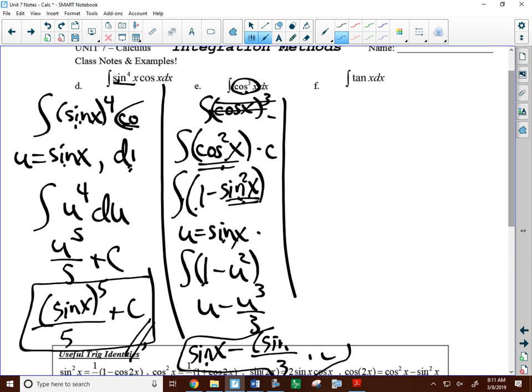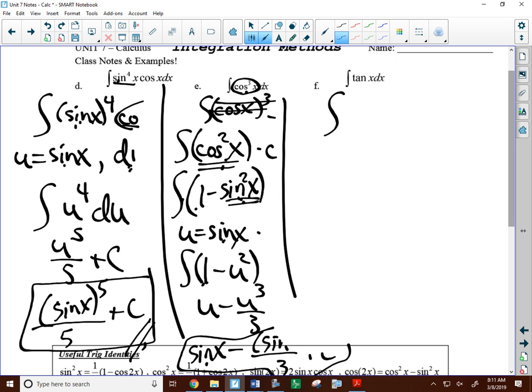Good idea. By the way, some people say you never let u be x, because all it does is change x to u. It doesn't change anything. You need more than just x. So I like what you're thinking, but no, let's change this to something else.